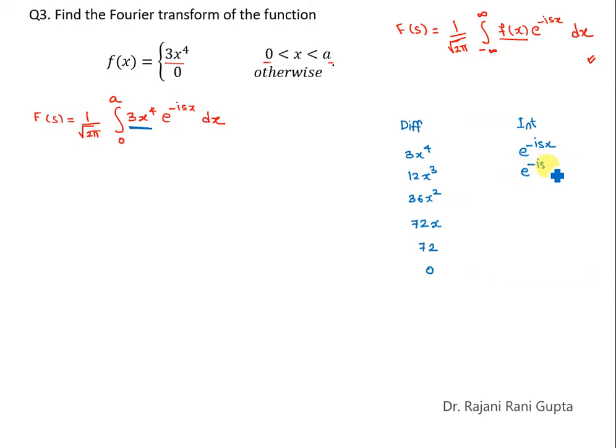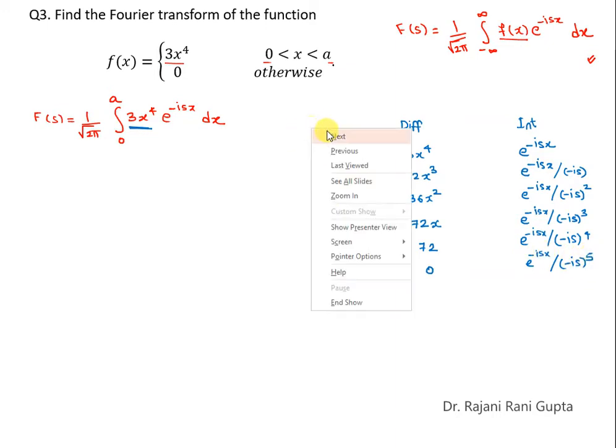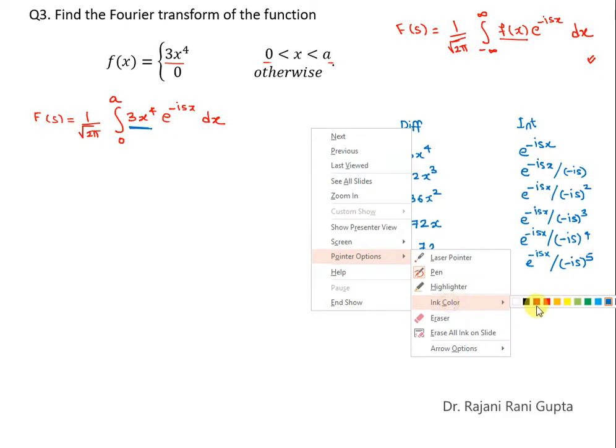e^(-iota s x) over minus iota s. Here e^(-iota s x) over (minus iota s)². Then e^(-iota s x) over (minus iota s) to the power 3, the third time. Fourth time, the power becomes 4. And fifth time, the power becomes 5.